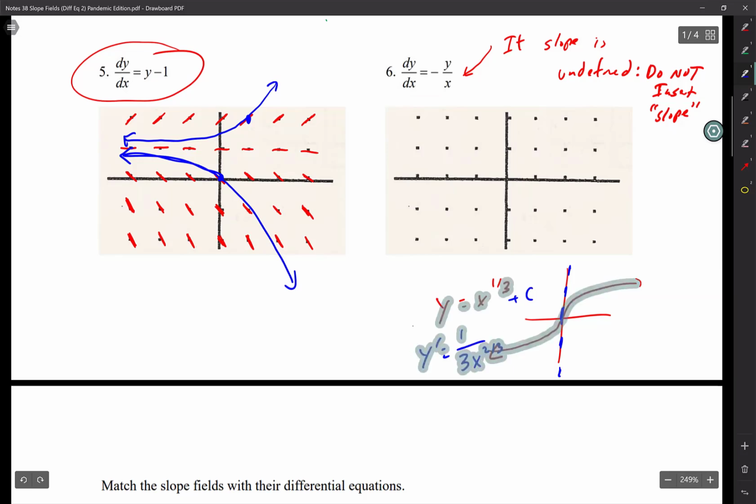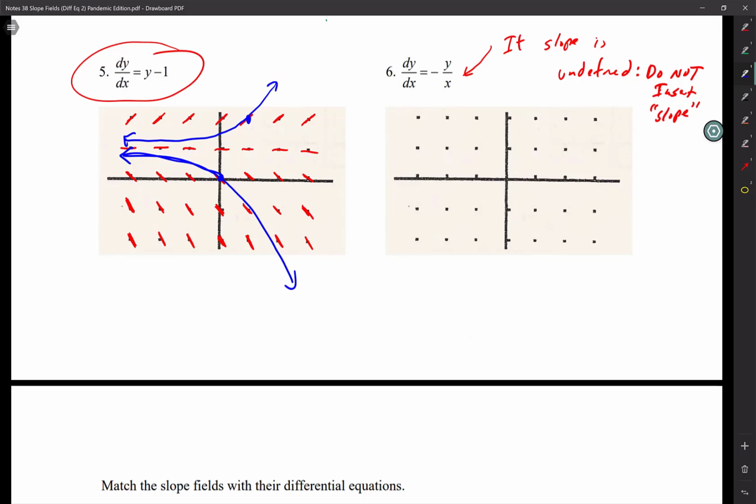Anyways, all that I just said: if your slope is undefined, do not insert slope. Just write that. That's simple. Cool or not cool? Okay, all right, guys. Quick note: everything in quadrant 1 is going to have negative slopes. Everything in quadrant 2 is going to have positive slopes.